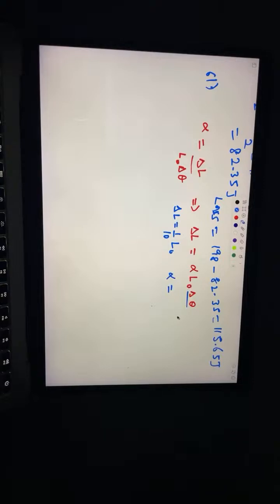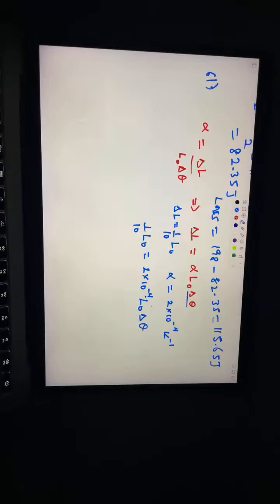And we have been given alpha in the question. Alpha was given as 2 times 10 raised to power minus 4 per Kelvin. So substituting that into this place, change in L, which is 1/10 L naught, equals 2 times 10 to the negative 4 multiplied by L naught multiplied by change in theta.